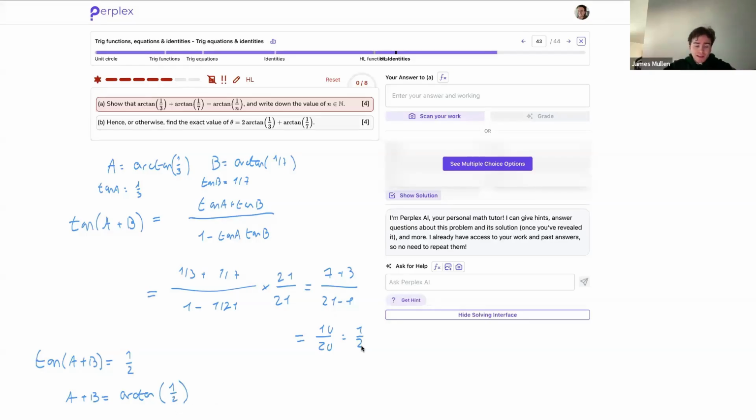And this is valid, by the way, because I know that A plus B is going to be in the range negative pi over 2 up to pi over 2, because 1 over 3 and 1 over 7 are both less than 1. So arctan 1 over 3 and arctan 1 over 7 are less than pi over 4, but still positive. So when I add them together, I'm still going to be in the first quadrant. So there's no issue with taking the inverse tan of both sides. That's totally valid. And that means that n is equal to 2 is the result that I'm supposed to find in part A.